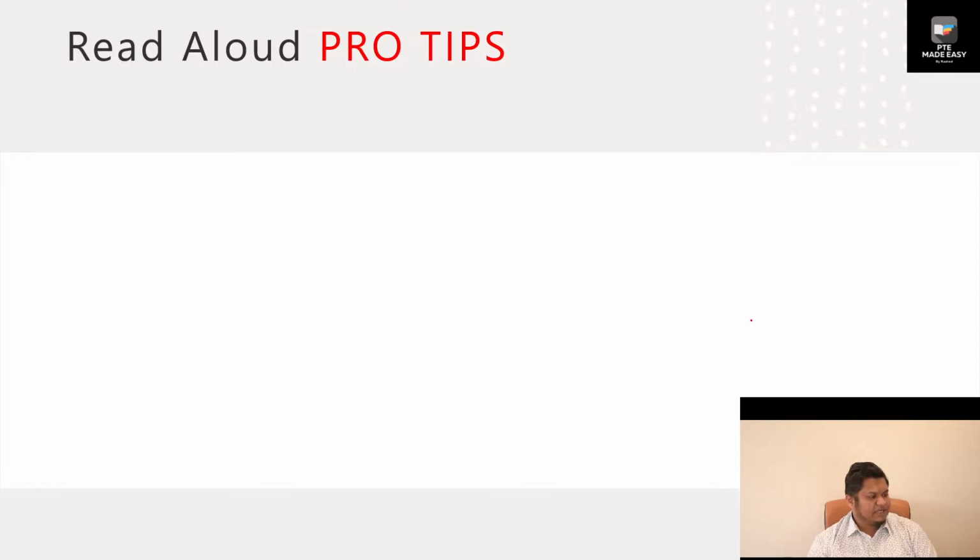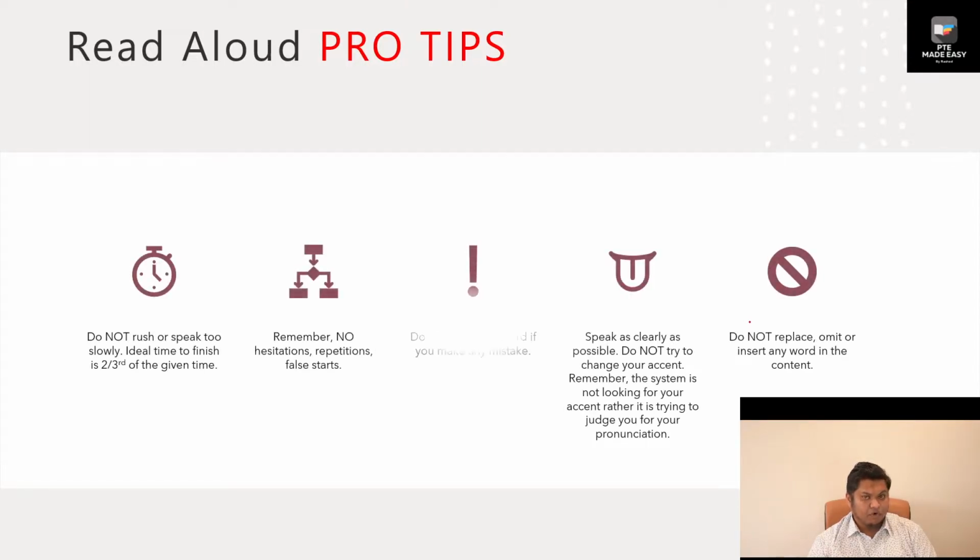Now, once you're doing read aloud, there are some pro tips I can give you quickly. Again, do not rush to speak or speak too slowly. Make sure that you take around 2/3 of the given time. So if you are given 40 seconds, you can easily take 26 to 30 seconds to record your answer. Do not make it too slow. Do not make it too fast.